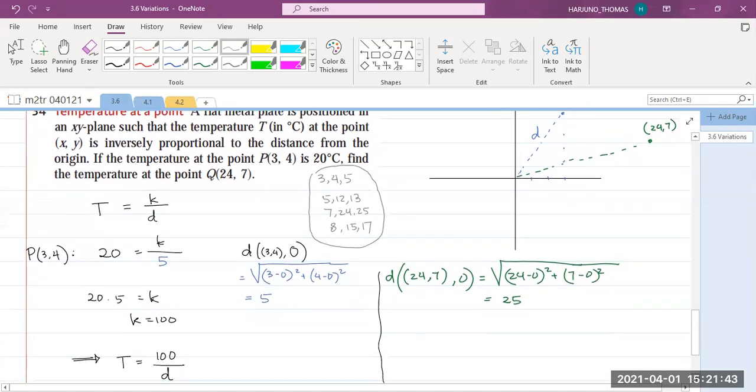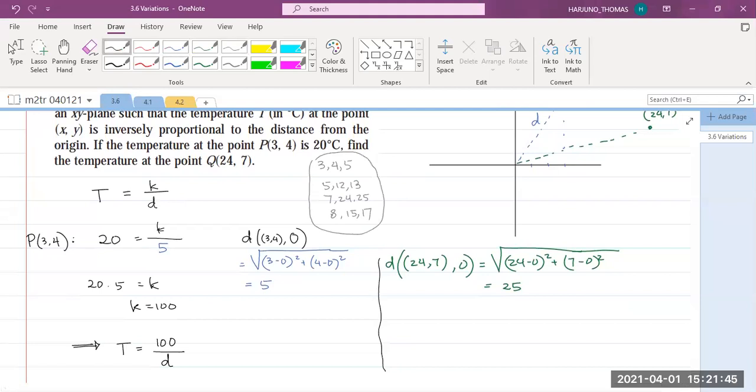So what will the temperature be? The temperature at (24, 7) is 100 over 25. Okay, so the temperature is equal to 4. And that's basically it for this section.